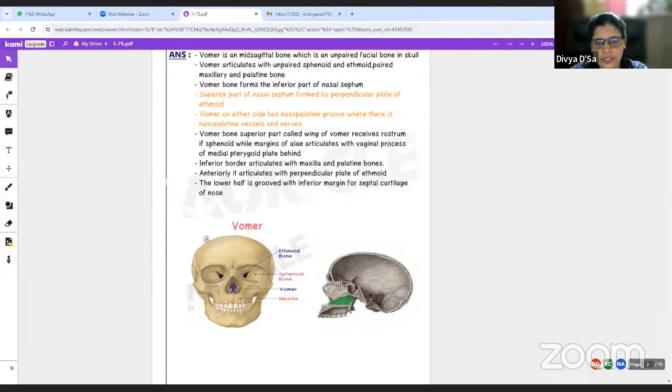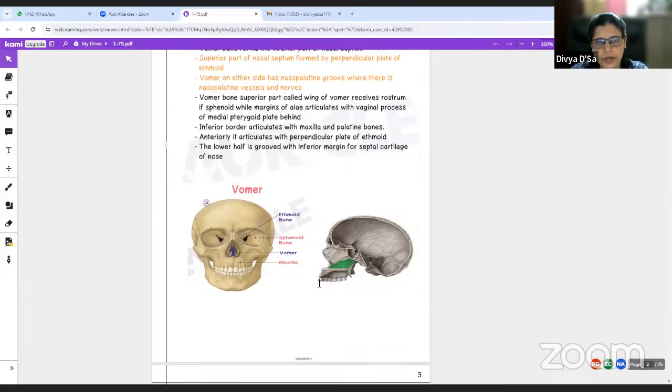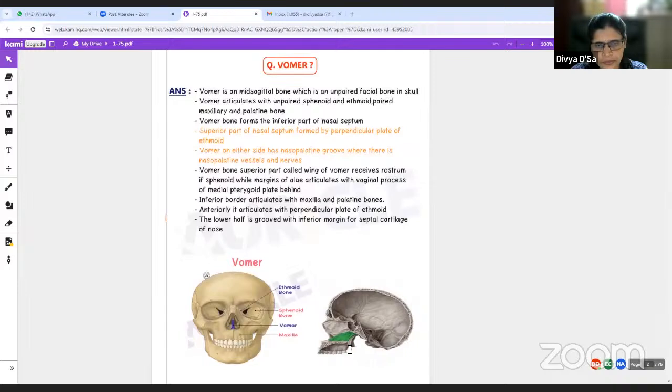This is the vomer bone. This is the perpendicular plate of ethmoid. It will be articulating with the unpaired sphenoid and ethmoid bones, as well as with the paired bones. The paired bones are the maxilla and the palatine. See the maxilla here, and with the palatine below, it will be articulating.